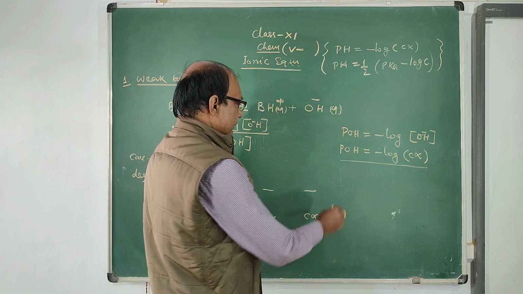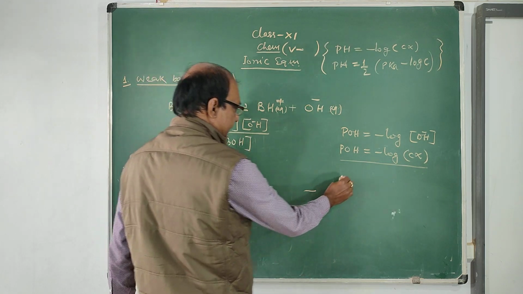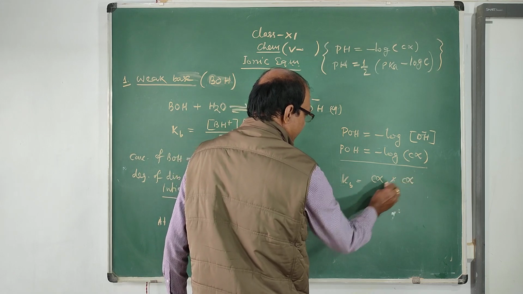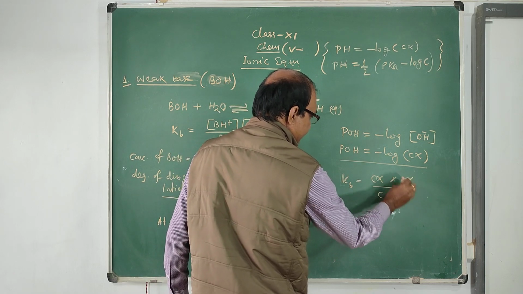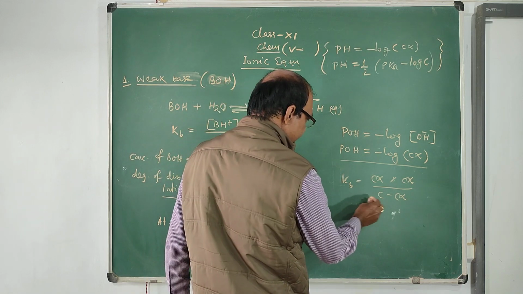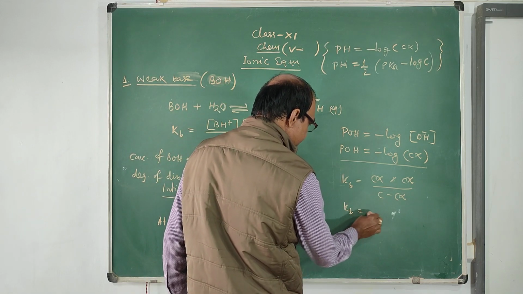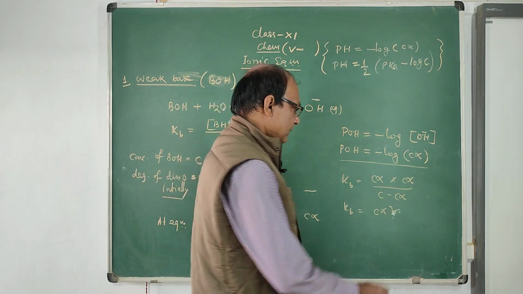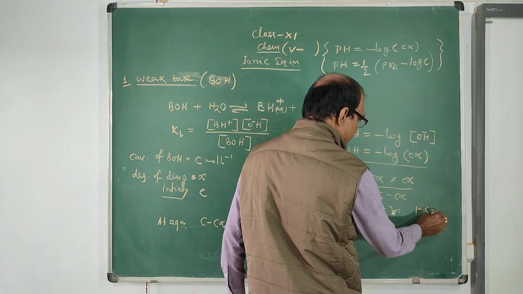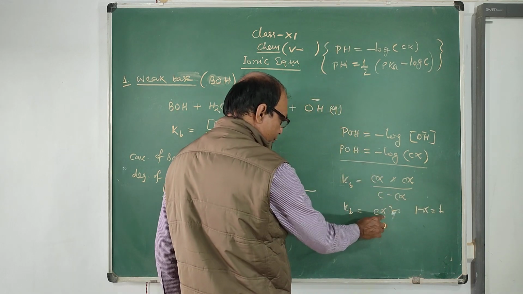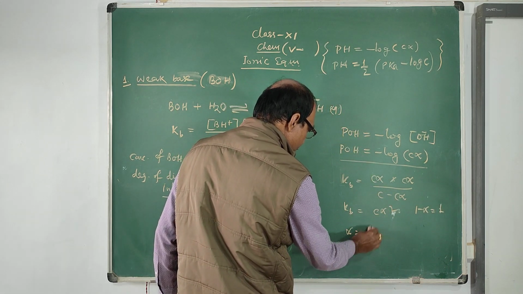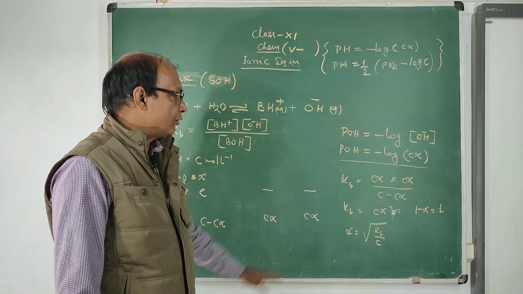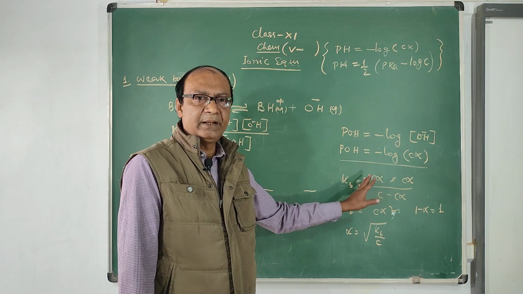Again, if you put their values, Kb equals C alpha into C alpha by C minus C alpha. This is equal to Kb equals C alpha square, similarly, 1 minus alpha is taken as 1. So Kb equals C alpha square, alpha equals square root of Kb by C. So a similar expression you will use, for weak base as for weak acid.